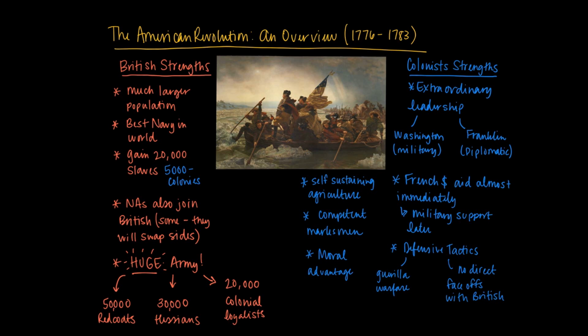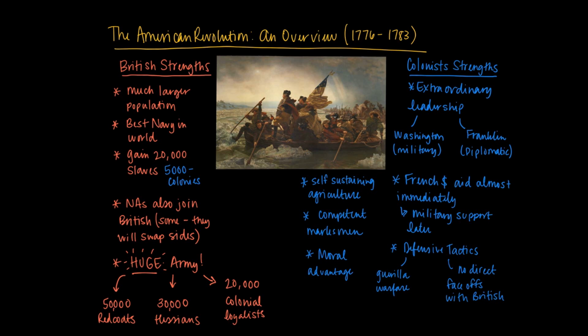And this works particularly well because it gives the colonists a chance to avoid a one-time knockout in battle, because Washington's aware that these forces that the British have are far superior in number to what the colonists have. George Washington never has more than 20,000 troops at his disposal at any given time. Agriculturally, the colonies are self-sustaining. They can ensure that they've got the resources they need. They are not dependent on anybody else.